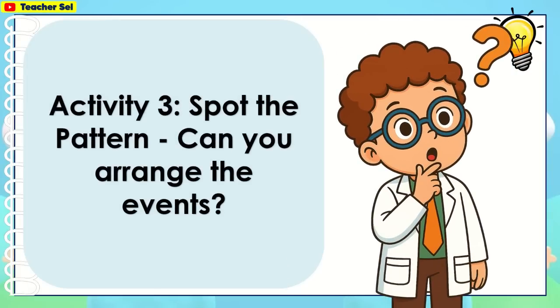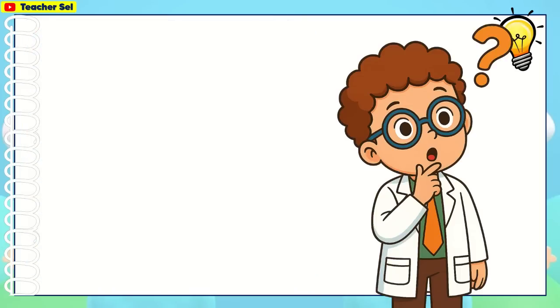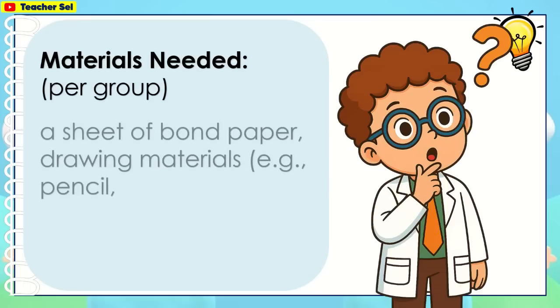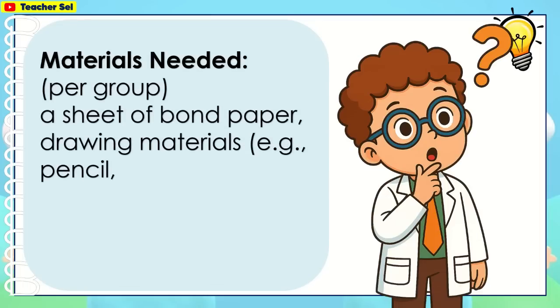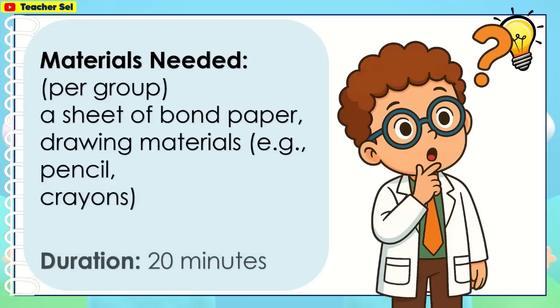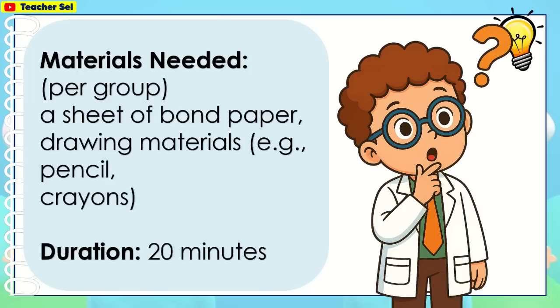For Activity 3, spot the pattern. Can you arrange the events? Materials needed: per group, a sheet of bond paper. Drawing materials, for example, pencil, crayons. The duration of this activity is good for 20 minutes.